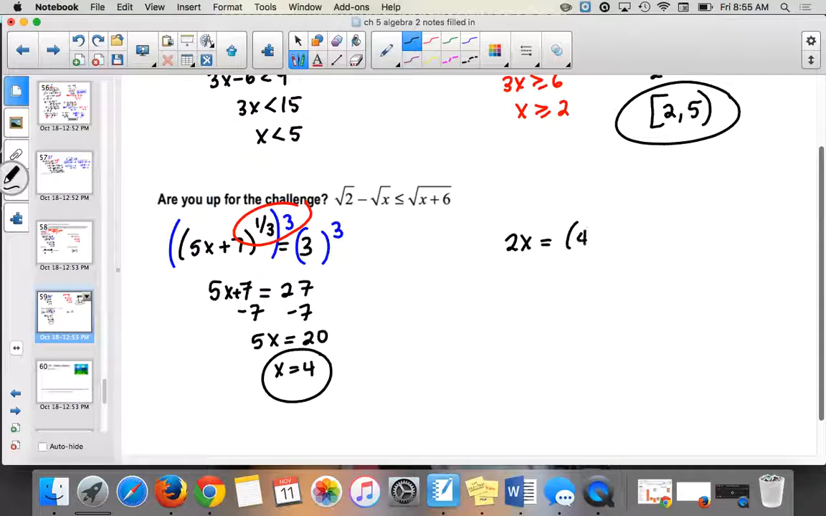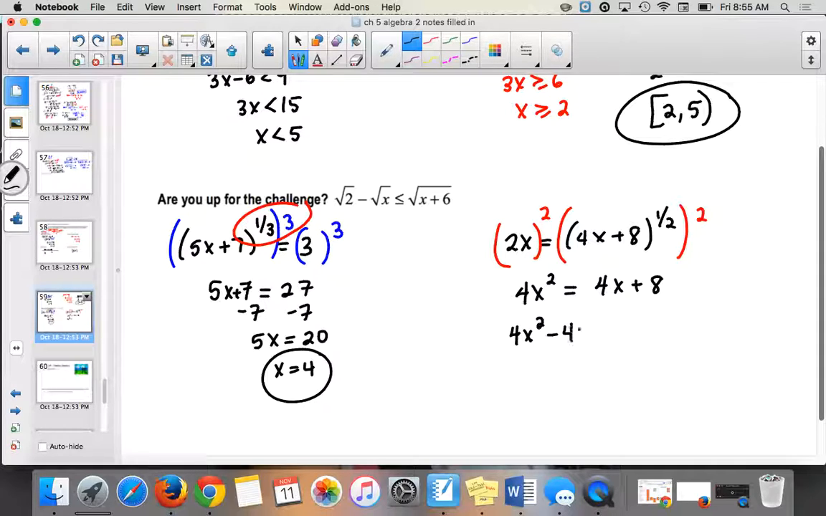2x equals 4x plus 8 raised to the 1/2. Okay, so what's a 1/2 power? It's a square root. So to get rid of a square root, I raise it to the 2. So be careful when you do 2x squared. It's not 2 and then x squared. It's 4x squared, right? 2x times 2x is 4x squared. Equals 4x plus 8. We get everything on one side, so 4x squared minus 4x minus 8 equals 0. We can pull out a 4, so x squared minus x minus 2, because they had a GCF, right? And then you can factor. So we get x minus 2 and x plus 1 equals 0.